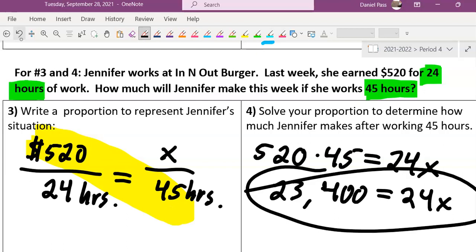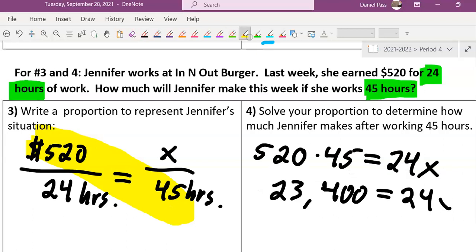What do you see in there? There's no 45. Divided by 24. Yeah, you're right. Divided by 24. Whenever you have whatever you have next to the x, next to the variable, that's what you're dividing by. Okay, what's your answer? 975.